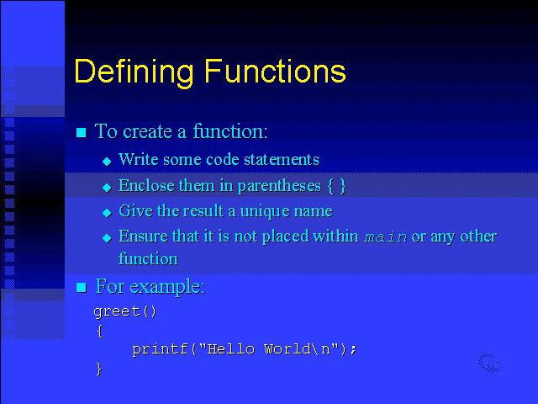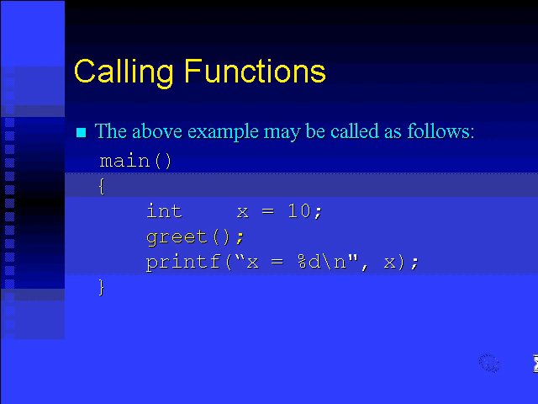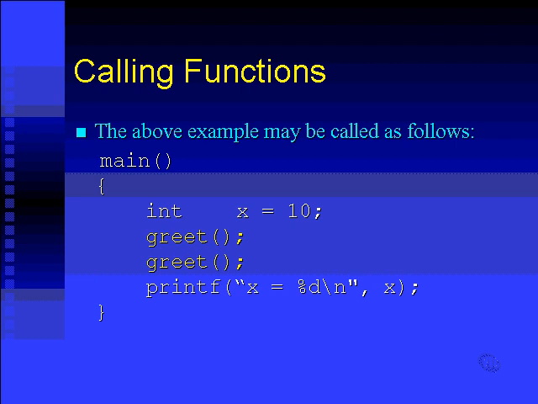Once you have created your function, it's simply then a matter of using it, or as we say, calling it. So calling a function, the above example, the greet function, may be called as follows. In your main, for example, you could simply call it like that. You could say greet. Notice I've put the word greet there. I could put the word greet there again, like so. Okay, so there's the function called twice in main, which means the words hello world will be printed out twice.